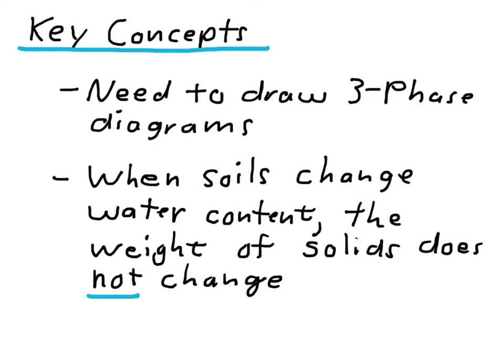There's lots of reasons that the water would come or go from soils, and whenever the water flows in or flows out, a lot of things can change. The total volume can change, the total weight can change, the amount of water can change, the void ratio can change, but the one thing that never changes in that case is the amount of solid material. I hope this helped.